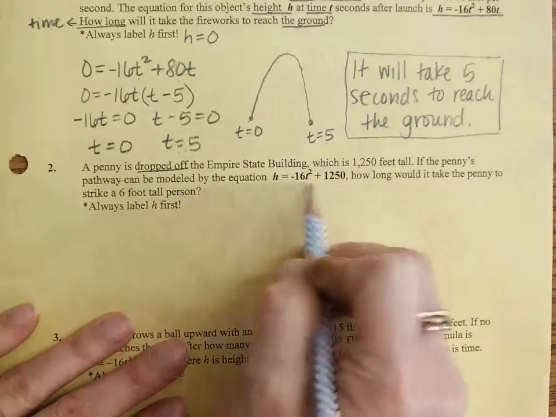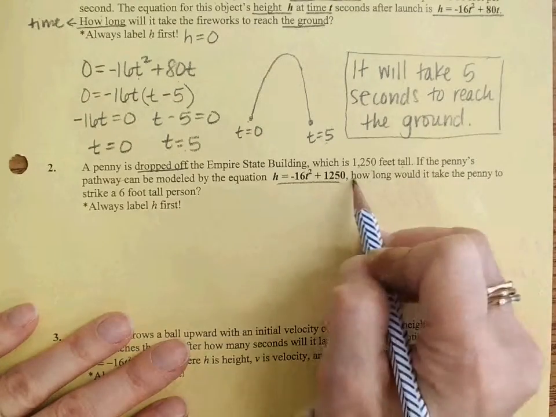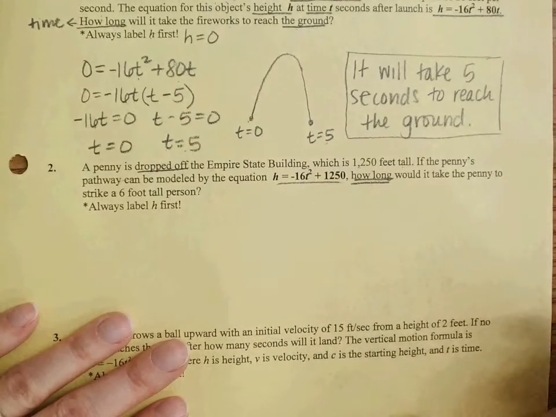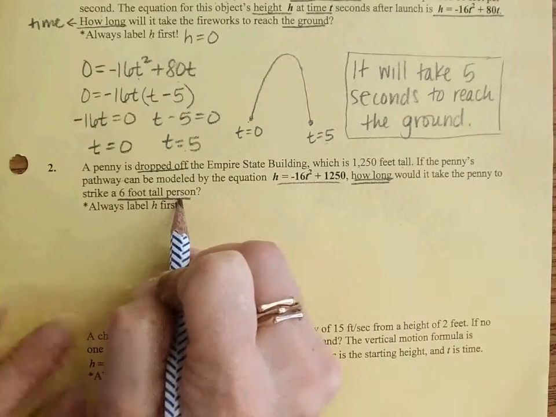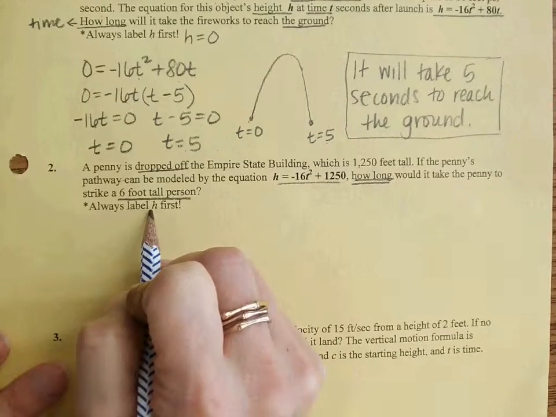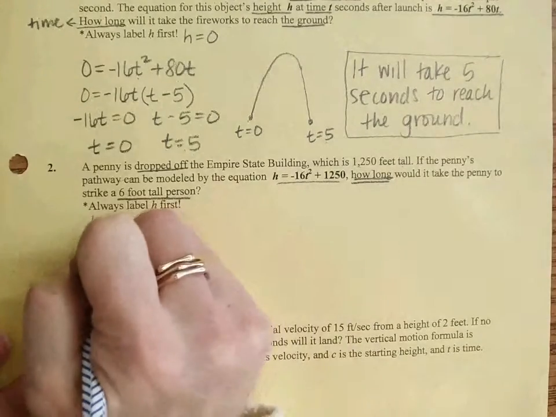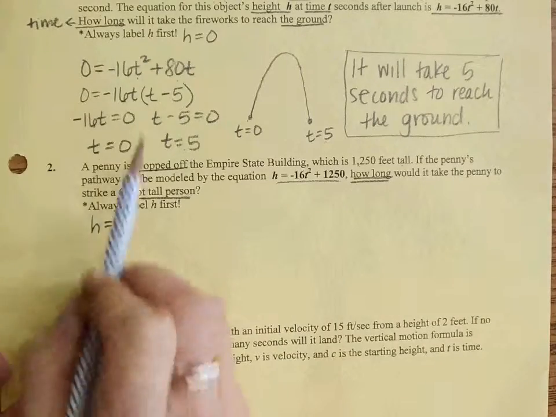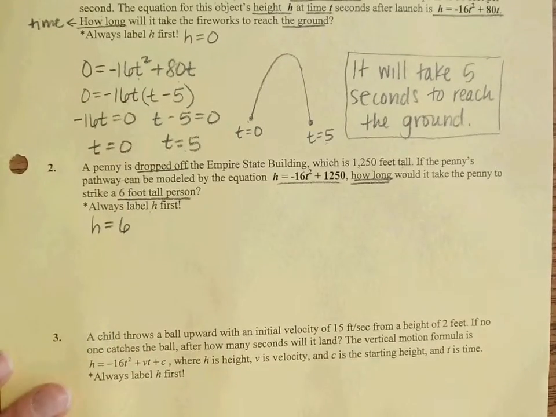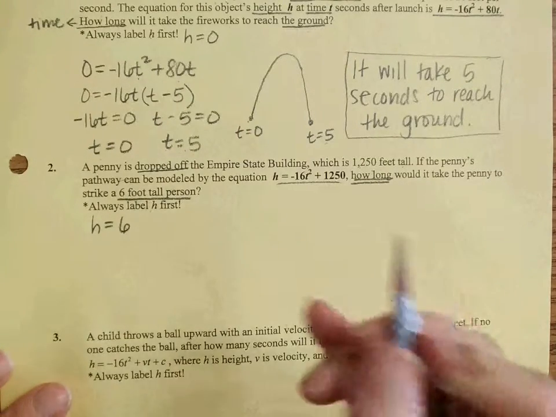The penny's pathway, we have our equation. How long, so we're going to solve for time again, will it take the penny to reach a 6-foot tall person? So when I'm requiring you to label h first, we're going to go ahead and label h as 6. Okay, so we aren't going to go to the ground like we did on problem number 1. We're going to go to 6. We're 6 feet at the top of that 6-foot tall person.